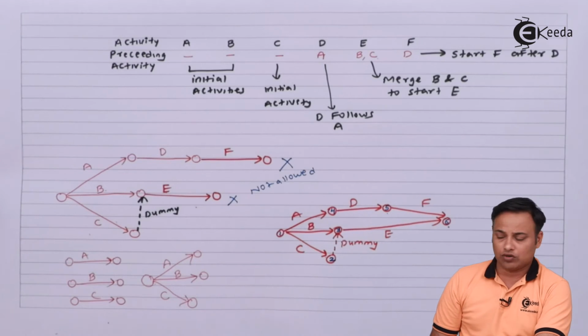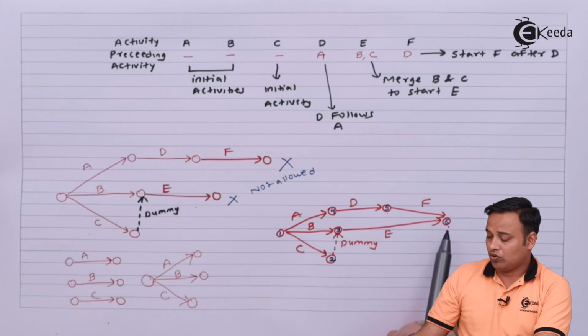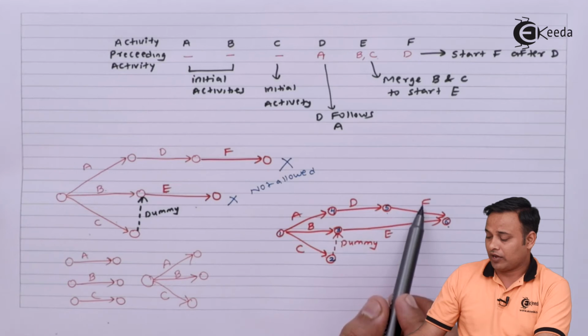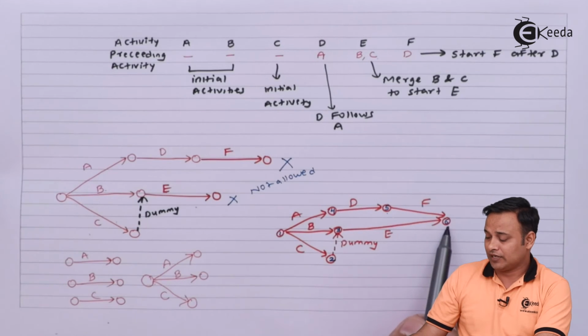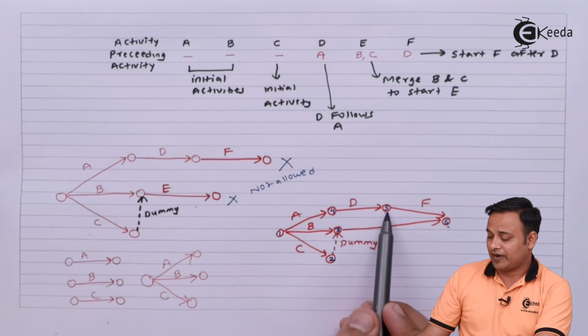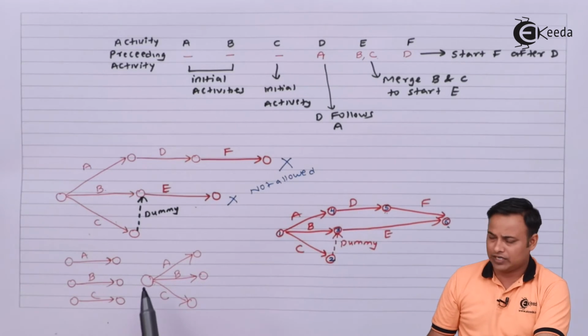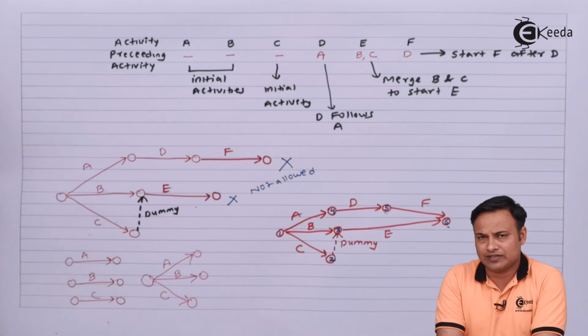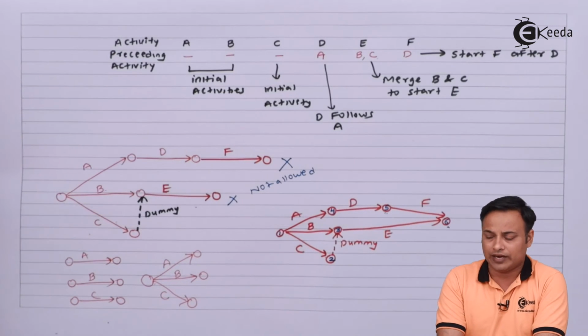Let's check the numbering of the nodes. For F, the head is 6, tail is 5. हेड बड़ा होना चाहिए, टेल छोटा होना चाहिए, satisfy हो रहा है. For D, head is 5, tail is 4. Again the rule is satisfied. Tail will always have a lower number than the head.